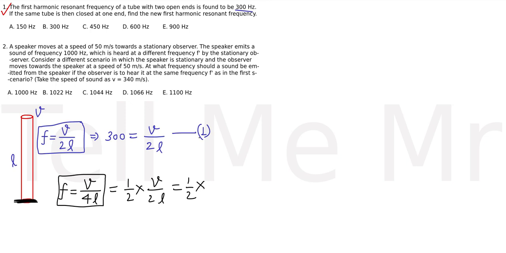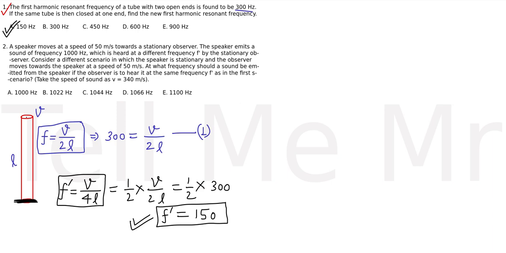We already know from equation 1 that it is 300. So let's put the value here. 300 upon 2 will be 150. So the new frequency, let us say it is f prime, the first resonant frequency of the tube closed at one end, is 150 Hz. So the first answer here, 150 Hz, is the correct answer for the first question.